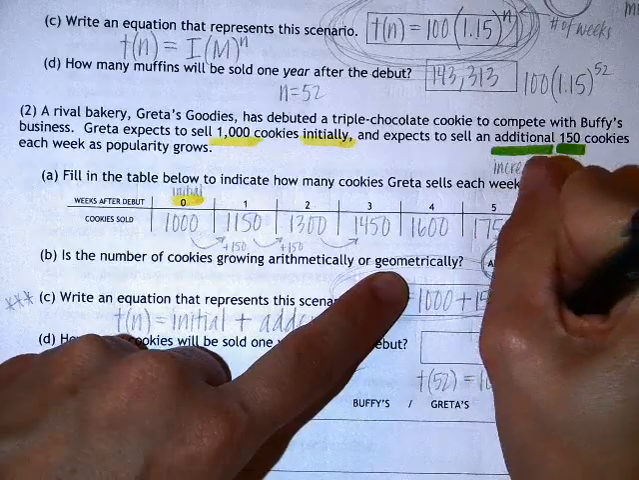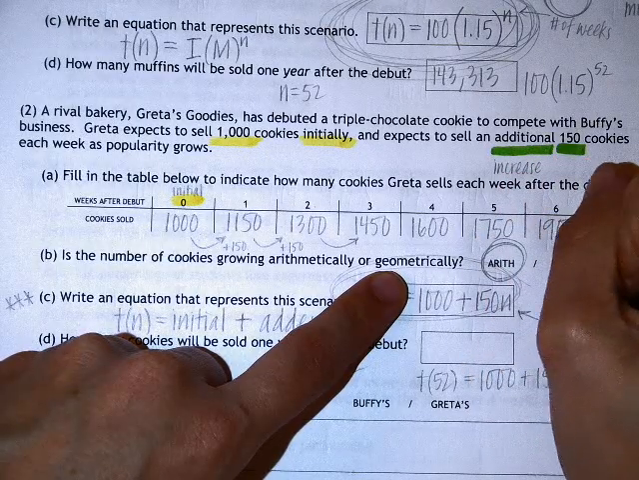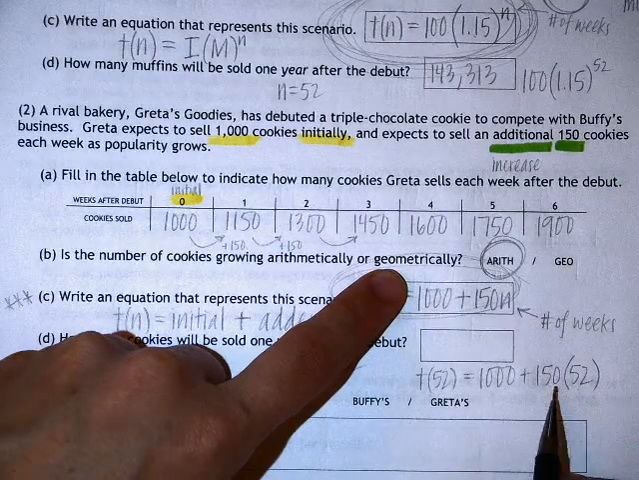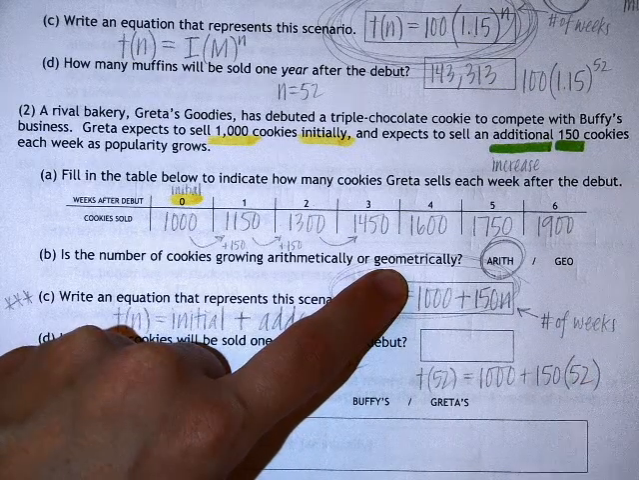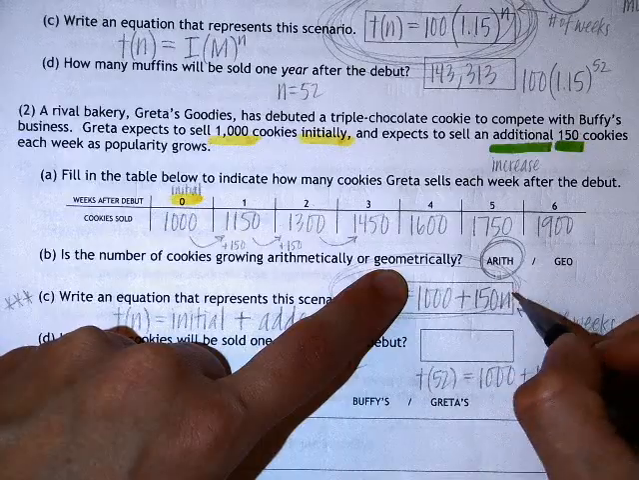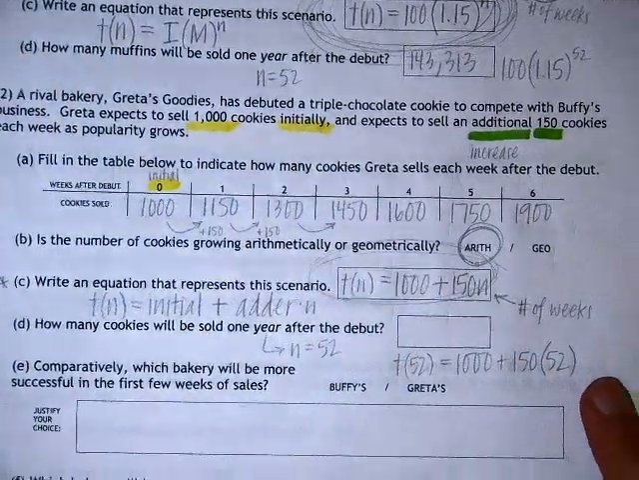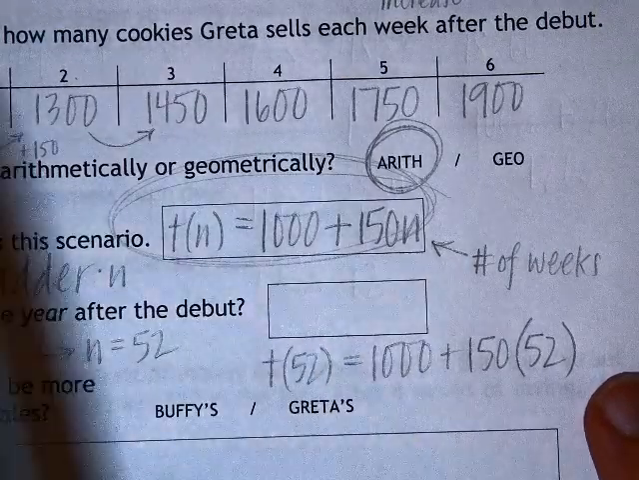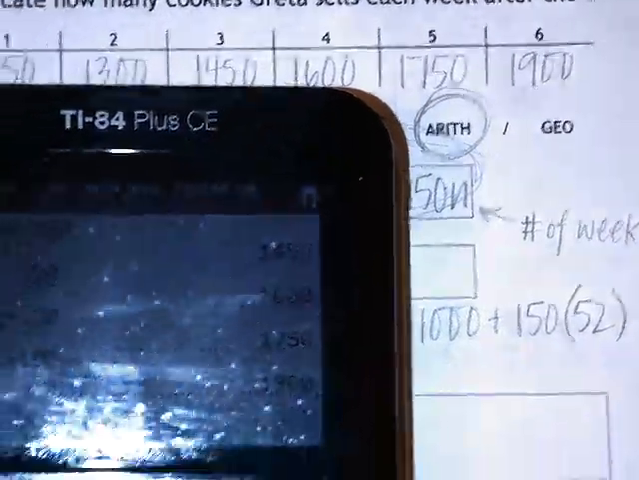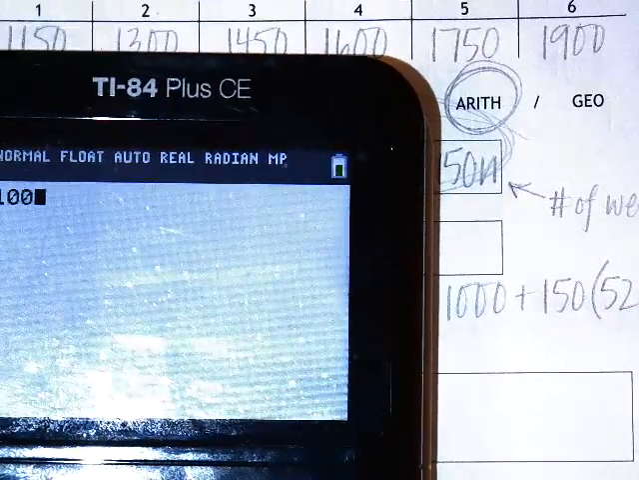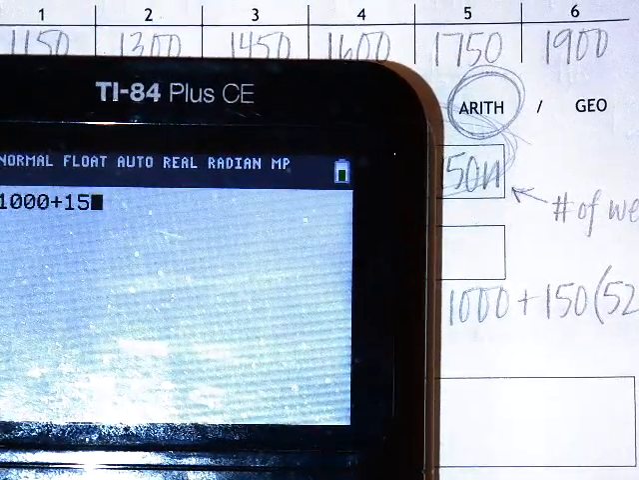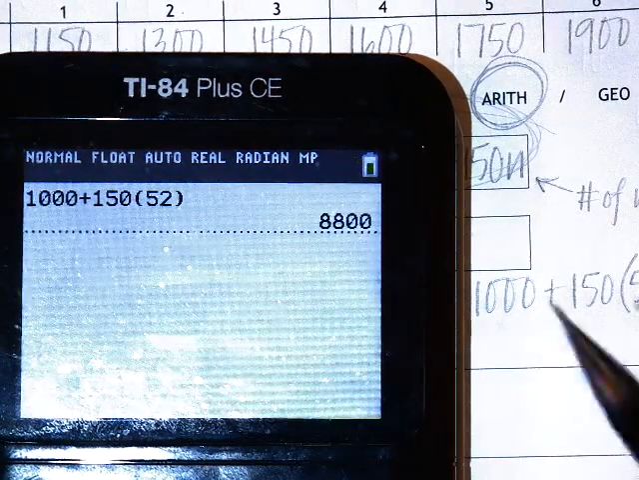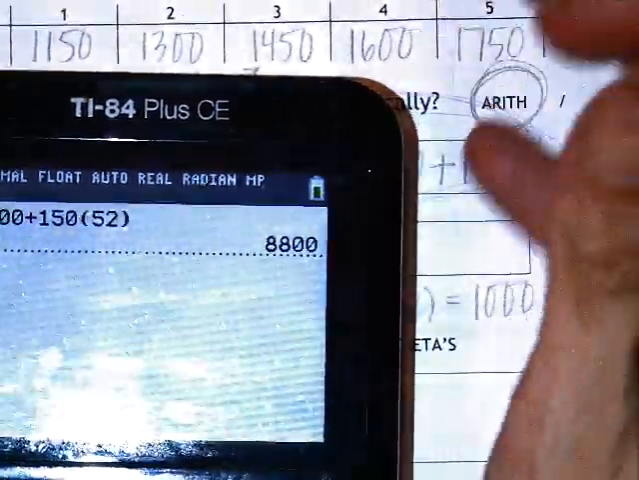That's 1,000 plus 150 times, instead of n, 52. And you'll notice I did times with parentheses, but times could just be a dot in between the 150 times the 52. Whatever you like to do is fine. If I type that into my calculator, because that looks like that's going to be a tougher calculation to do in my head, I have 1,000 plus 150 times, so parentheses, 52. And that gives me 8,800.